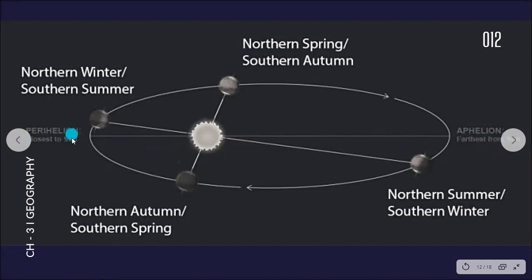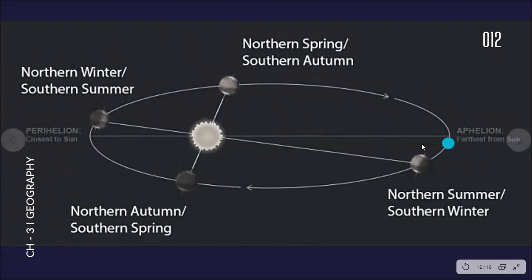When Earth is closest to the sun, it is known as perihelion. So the perihelion is always on 4th of January, whereas aphelion falls on 4th of July, right? So this is 4th of January, 4th of July. Perihelion is when the Earth is closest to the sun. Aphelion is when the Earth is farthest away from the sun, right?